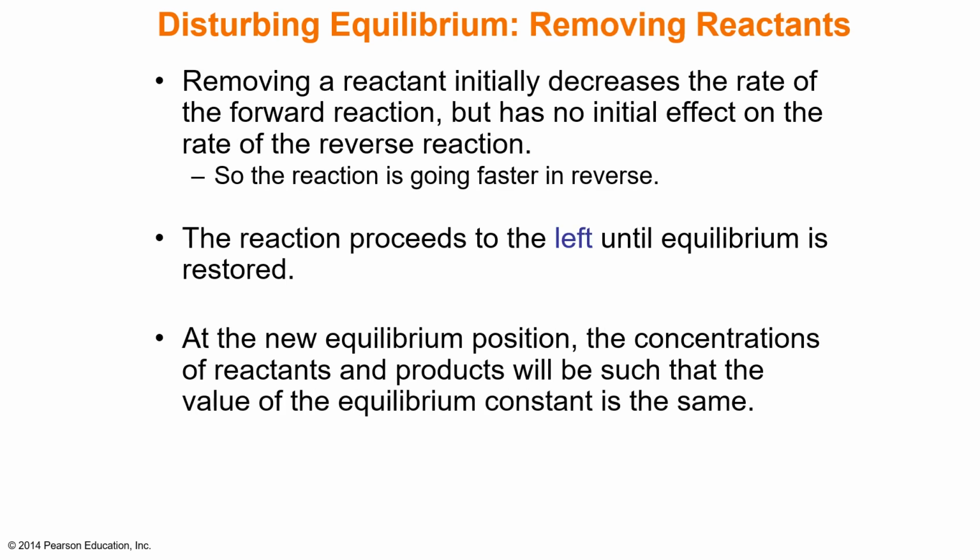What if we remove reactants? If we're removing reactants, that's decreasing their concentration. It decreases the rate of the forward reaction. So the products are going to form more reactants, and the reaction is going to proceed to the left towards the reactants until our equilibrium is restored. At the new equilibrium position, those concentrations of reactants and products will have adjusted so that the value of that equilibrium constant remains the same.